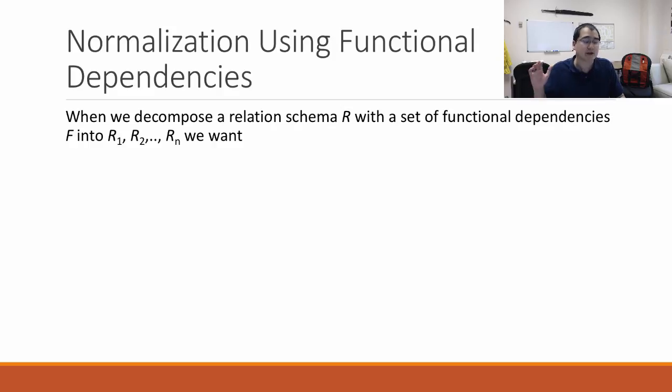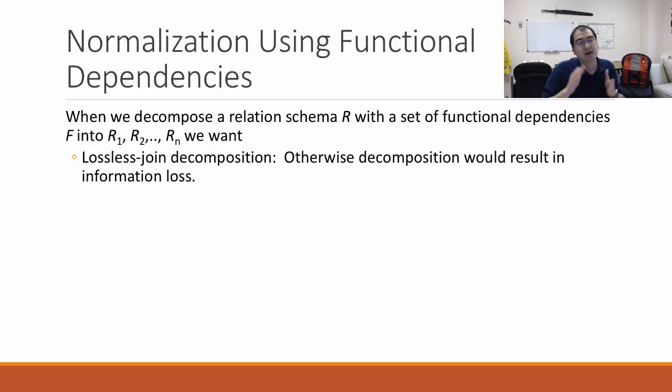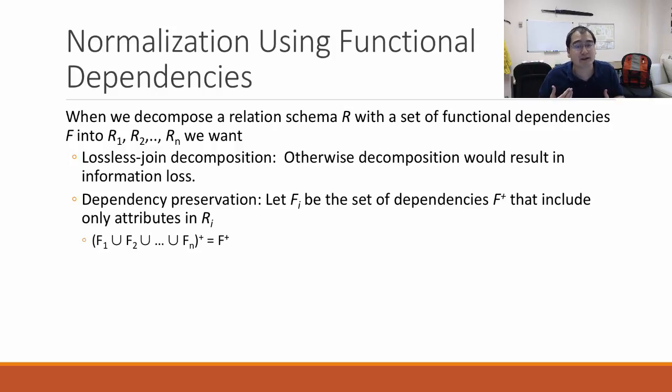Okay. So what do we want to make sure we maintain? We want to make sure that we have a lossless join decomposition. Otherwise, we'd lose information, and this would be just a useless process. Once again, we're not trying to remove information. We're just trying to remove redundancy. Okay, now the other attribute that for now what we want to talk about is dependency preservation.